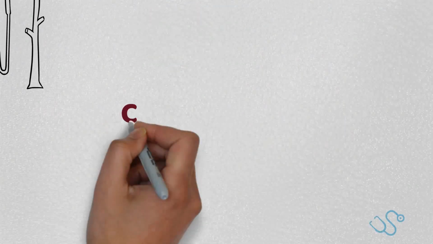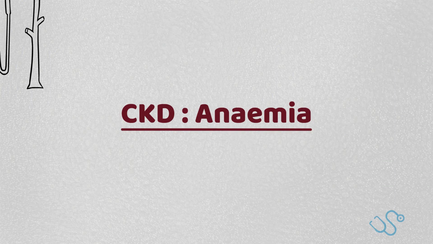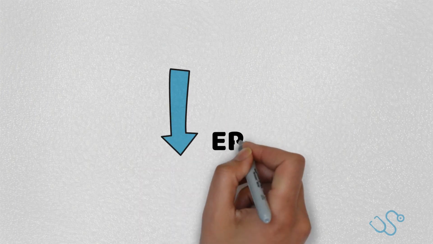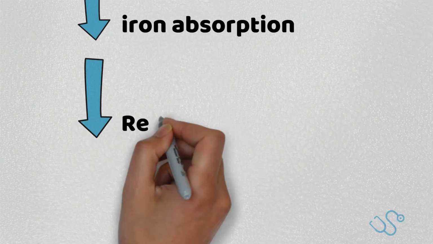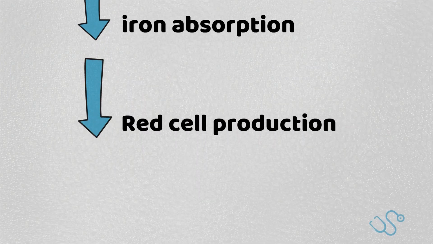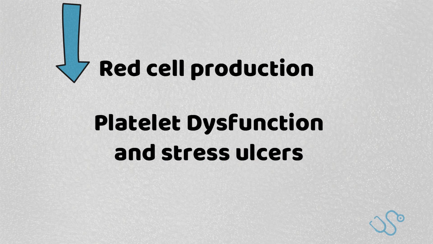Finally, anemia in CKD. The kidneys play a massive role in regulating hemoglobin levels. Hence, when they're not working, the following occurs. There's a reduction in erythropoietin, or EPO, which normally stimulates red cell production. There's a reduction in iron absorption. There's a reduction in red cell production, often because of uremia. And additionally, there are complicating matters from CKD such as platelet dysfunction and stress ulcers, which can cause further reduced hemoglobin.